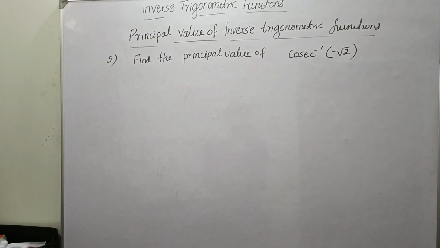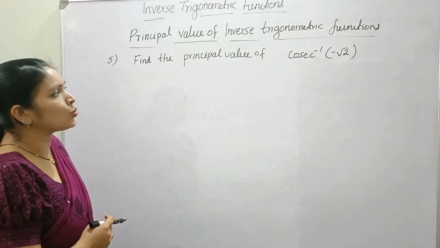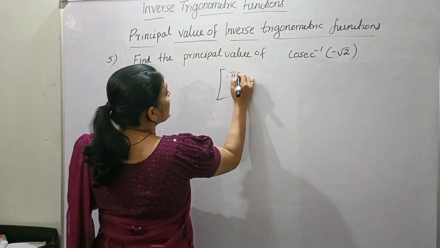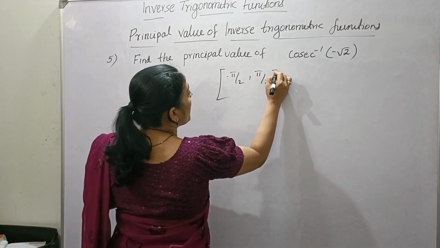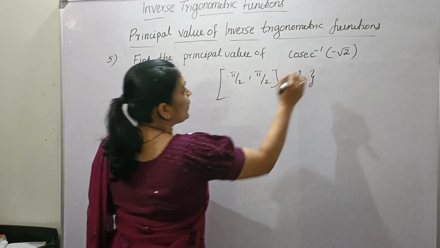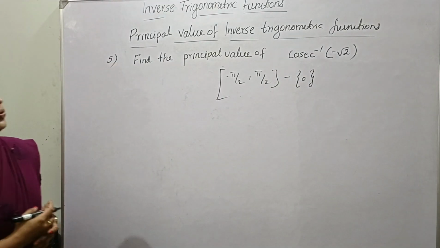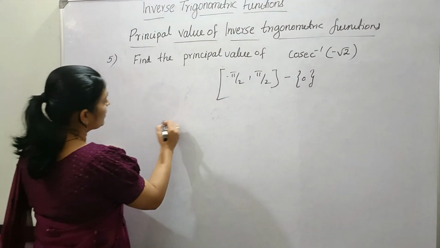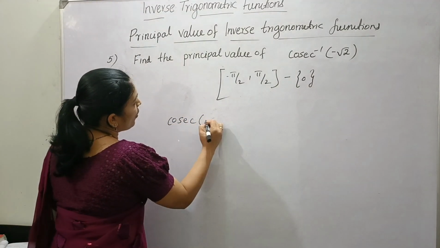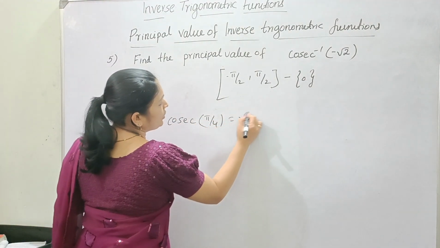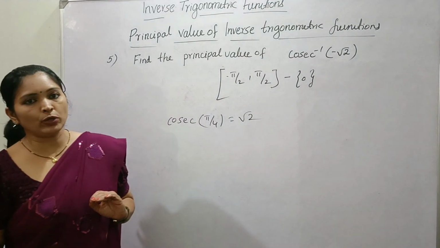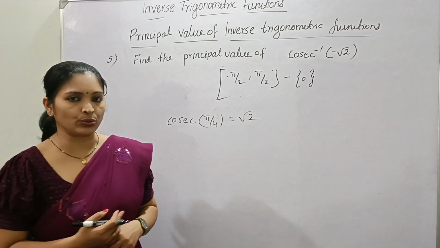Next question is find the principal value of cosec inverse of minus root 2. So first of all, let us write the principal value branch of the cosec inverse function, that is the closed interval minus pi by 2 to pi by 2 minus 0. Okay. So here now let us find what is cosec inverse of minus root 2. We know that cosec of pi by 4 is equal to root 2, right? That is cosec 45 degree. Sin 45 is 1 by root 2, so cosec 45 is root 2, okay?